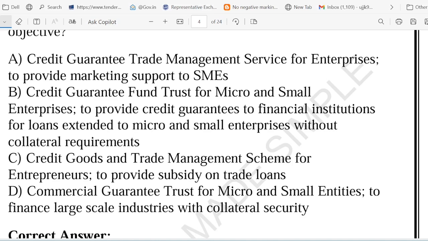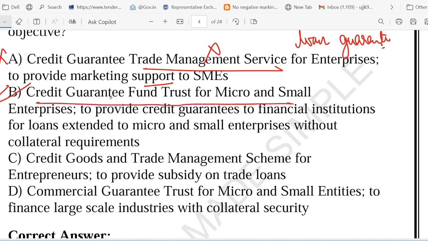I hope you know the answer very well. Option A is wrong. First of all, the full form itself is incorrect. CGTMSE does not stand for trade management service. Second, it talks about marketing support, but CGTMSE is about loan guarantee. Marketing support is given by other government schemes, but CGTMSE's focus is only on finance. Yes, B is correct. This is the correct definition.